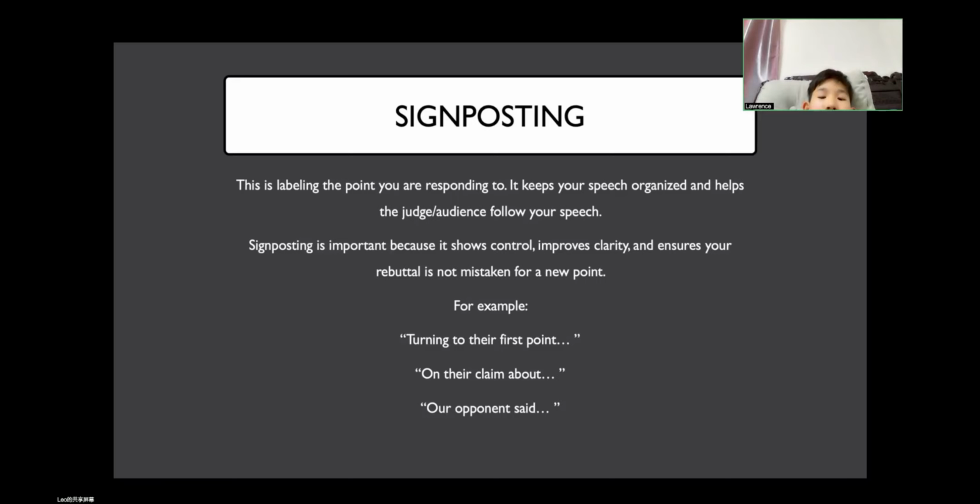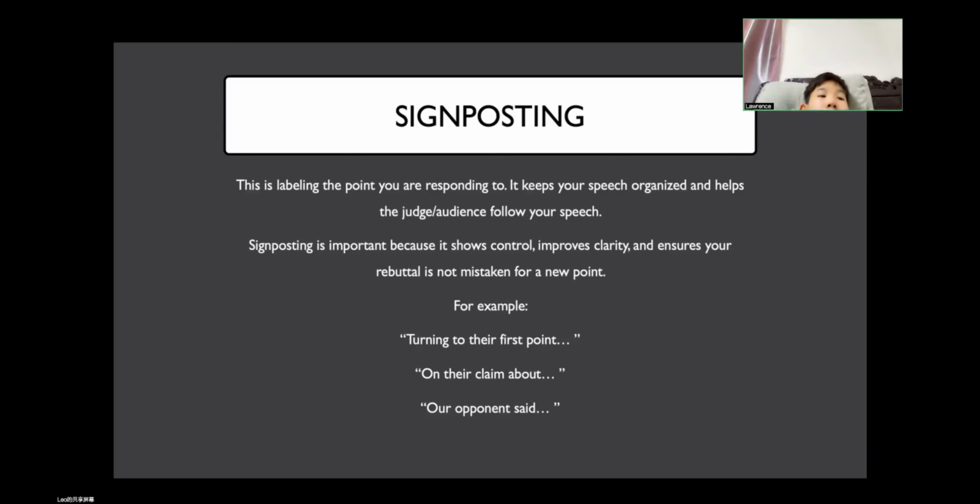This is very important because it shows control, it improves how clear your speech is, and it also makes sure that your rebuttal is not mistaken for a new point. These are the phrases that tell the difference. For example, turning to their first point, on their claim about, or our opponent said. A full example would be, they claim raising the minimum wage hurts small businesses. See that the phrase they claim is a signposting. So this means that the judge could tell that you are making a rebuttal, not making another new point.